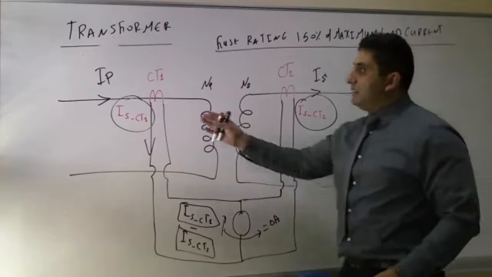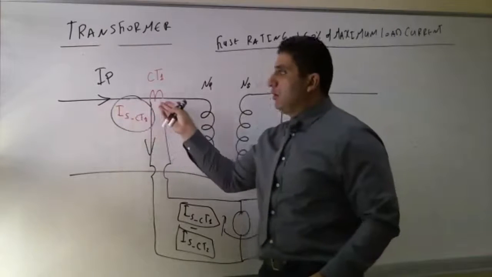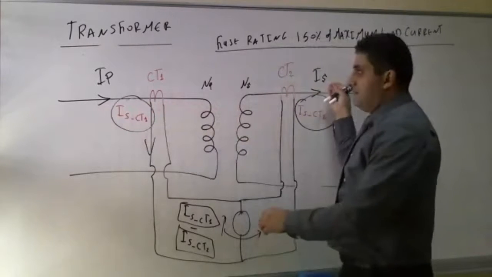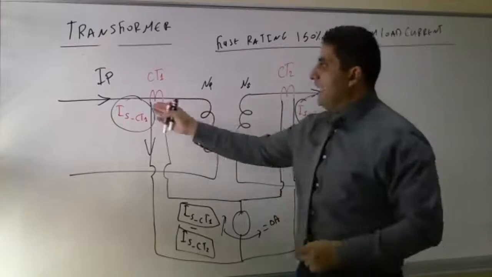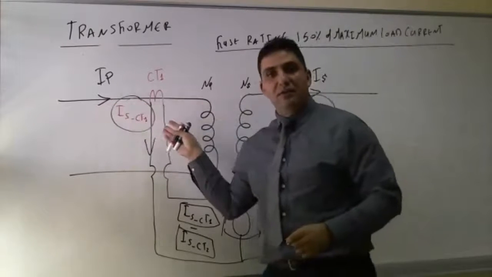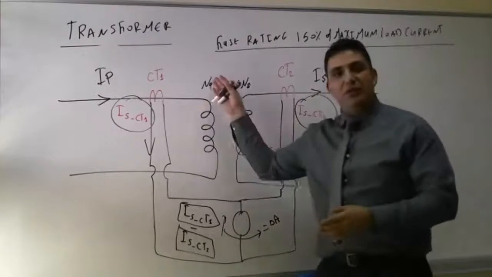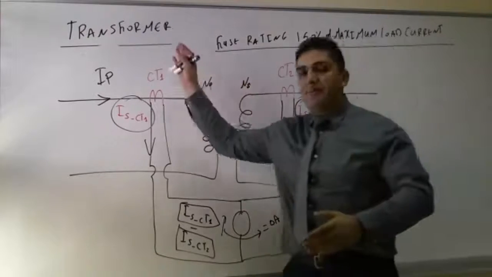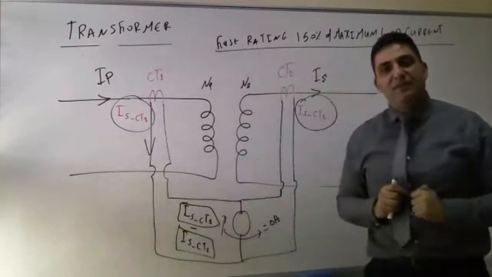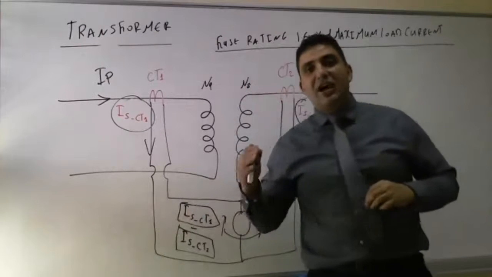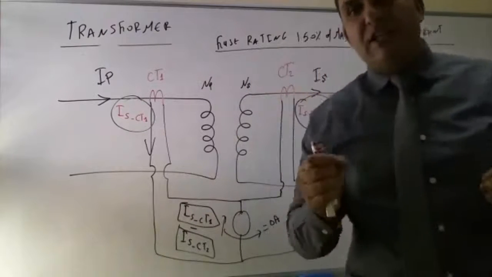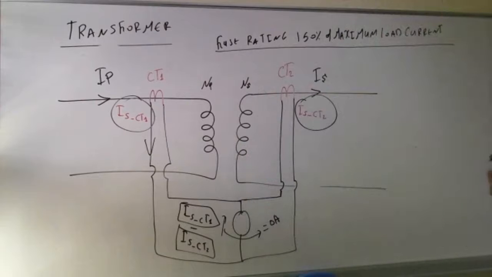This will make sure that if you have a current going in, you should have IS. If, for example, you have IP going in and IS changes, that means you have a fault within the transformer. To protect the transformer, I will isolate the transformer. That's the idea behind the percentage differential relay for a transformer.